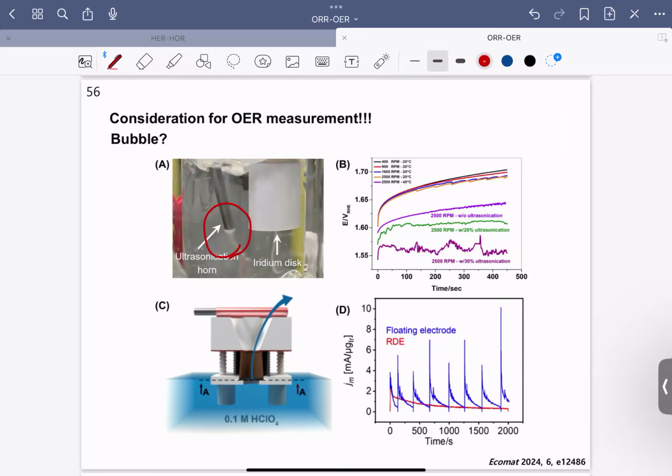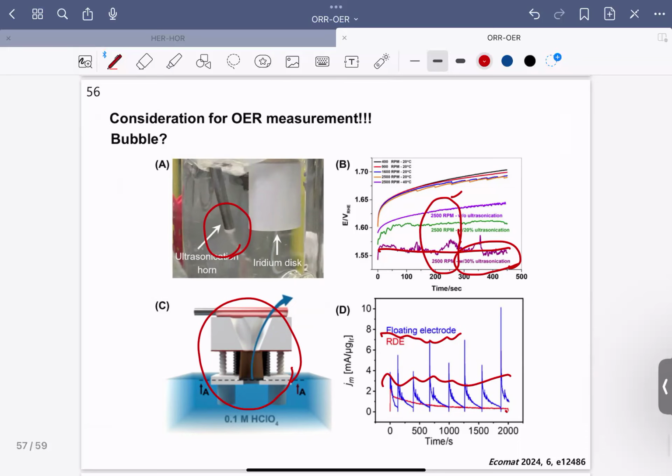So, for example, rotation can also help to remove the bubbles. And if you apply sonication, the activity is much better. Why? The oxygen bubble can be easily detached, right? And what about applying a vacuum to remove the oxygen bubbles? Then, with the floating electrode, the bubbles are removed by the vacuum, so the overall current is much higher compared to the general RDE measurement, right?